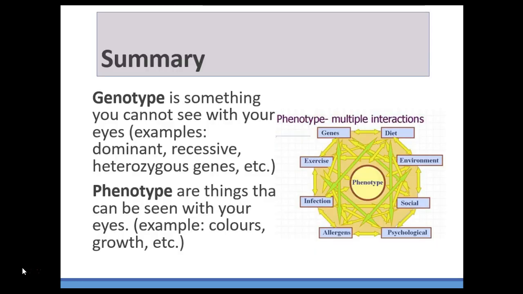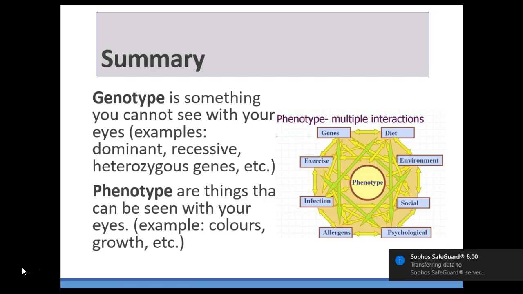So, in summary, the genotype is something you cannot see with your eyes. Examples are dominant, recessive, and heterozygous genes. Phenotype are the things that can be seen with your eyes. For example, eye colour, how high you are, how length of your hair, your weight.